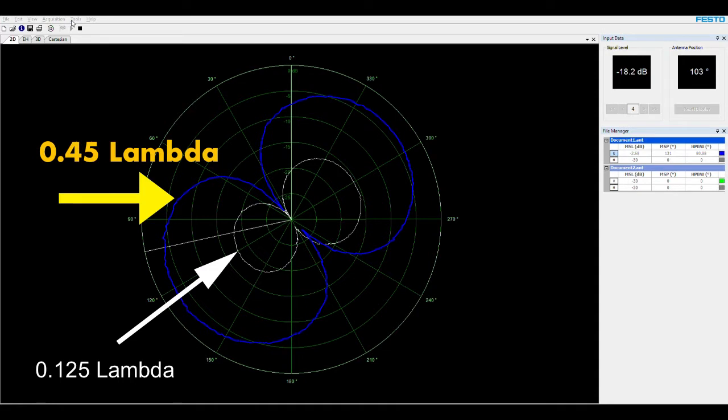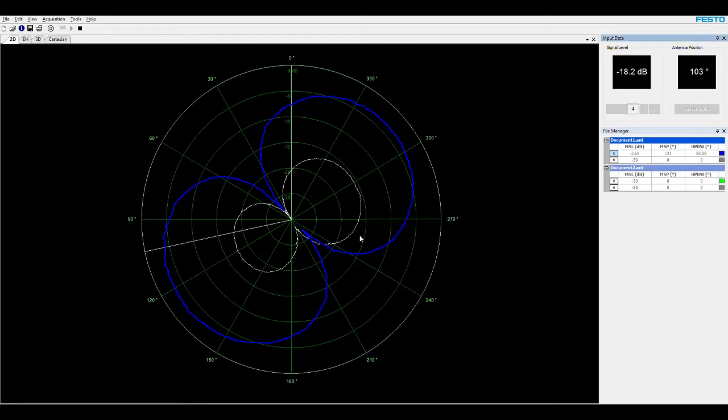Okay, so this is what we got for the lambda divided by 10 dipole. I can store it under document 2 E-plane. The main thing that we want to take a look at is our maximum signal level. If I look at this side, I'm probably about 16 dB down. If I look at this side of the screen, the difference is more on the order of maybe 12 dB.